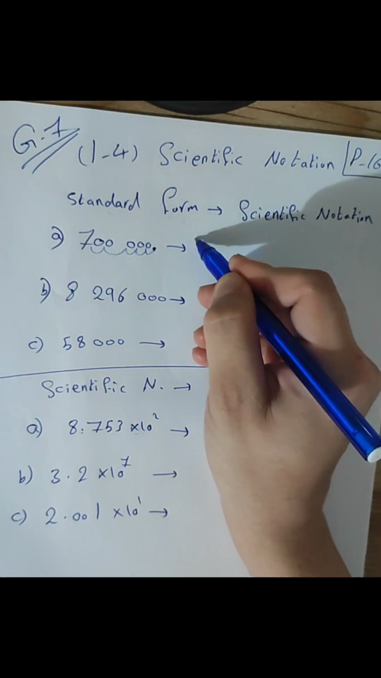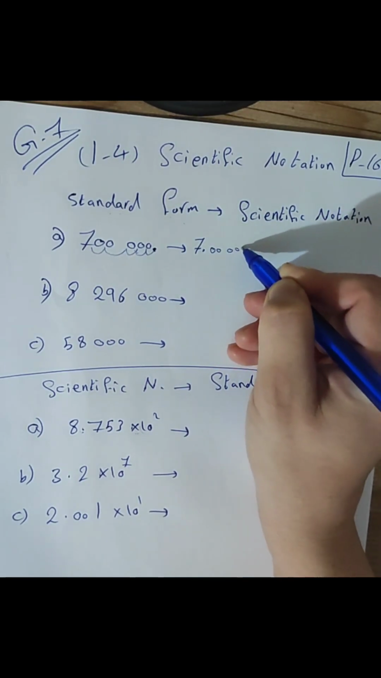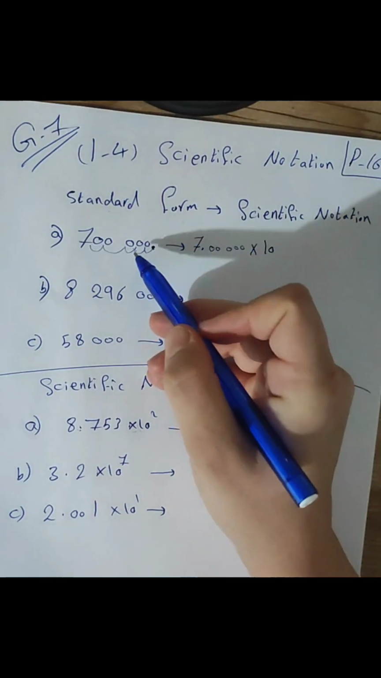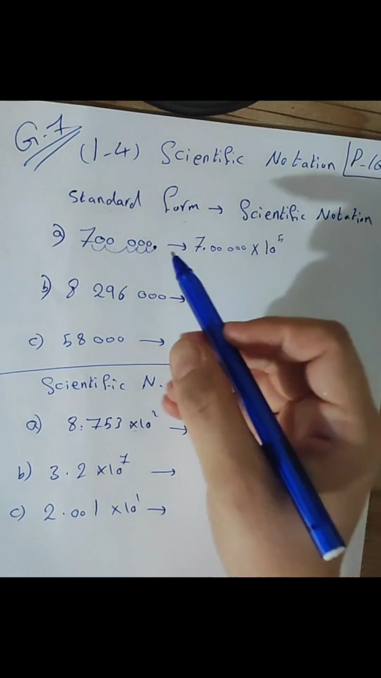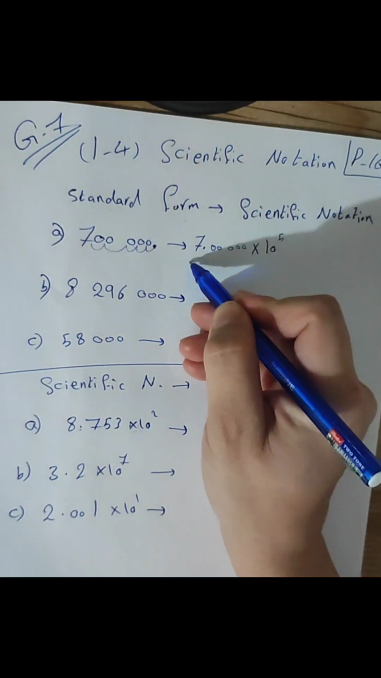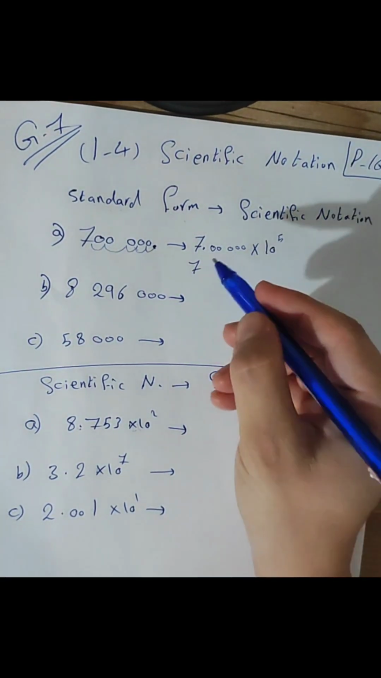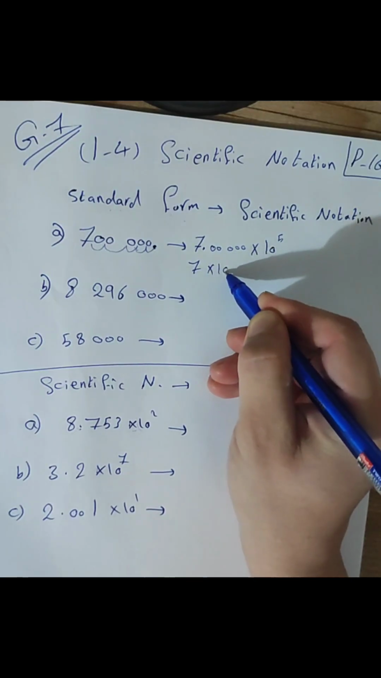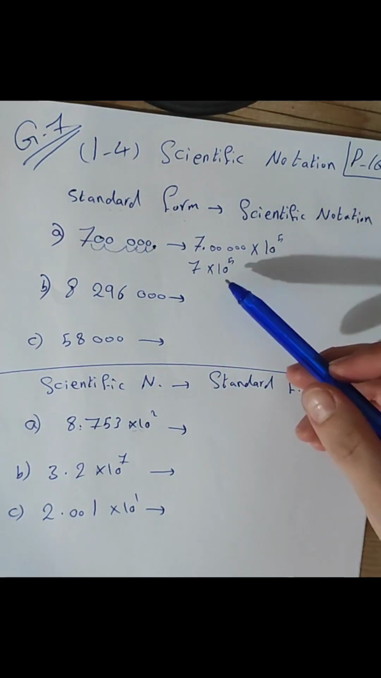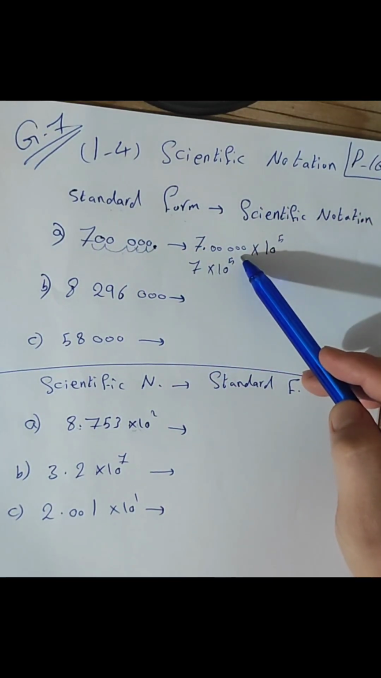Okay, guys, you should write 7.00000, all of them, times 10 exponent 5, because we moved it 5 steps. And you can write it like this, only 7, because all of them are zeros. Then you can write 7 times 10 exponent 5. This is the answer. You changed it from standard form to scientific notation, guys.